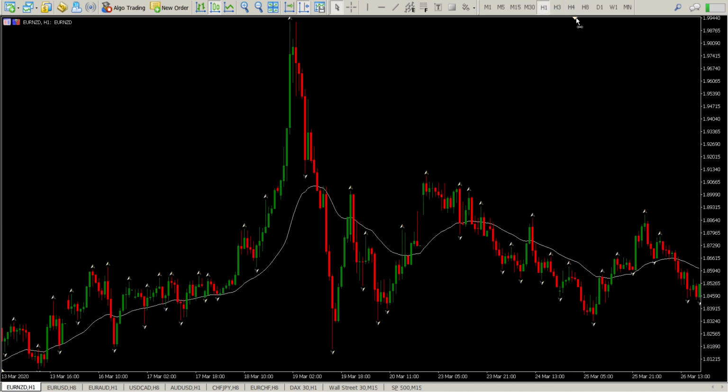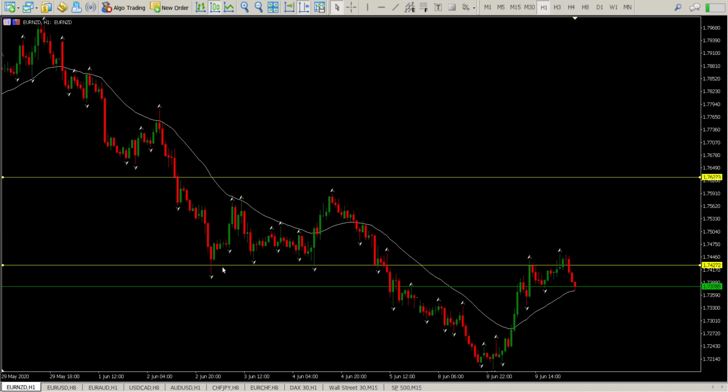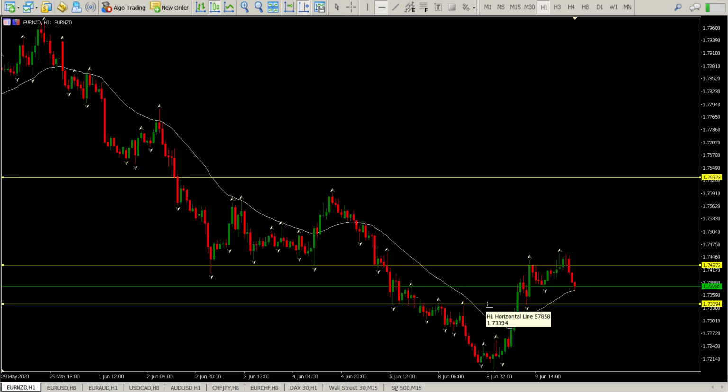So if we come down to the hour, you'll see there's our breakout level there. We tested it once, we tested it twice. Is that a test or is that a breakout? Okay, so the reason why I've got this one up is because this could be a trend change.